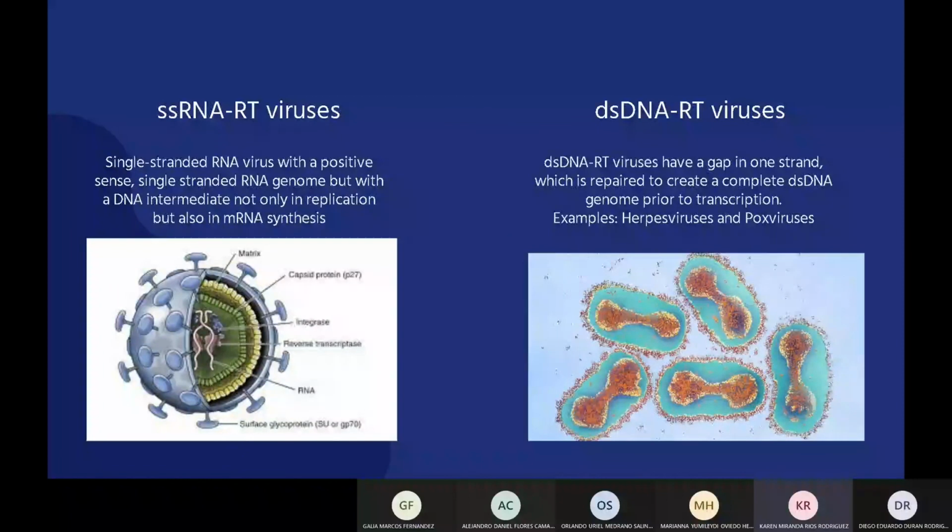Single-strand RNA RT viruses. Single-stranded RNA viruses with a positive sense single-stranded RNA genome, but with a DNA intermediate not only in replication but also in mRNA synthesis. These double-strand DNA RT viruses have a gap in one strand, which is repaired to create a complete double-strand DNA genome before transcription. Some examples of these viruses are herpes viruses and pox viruses.